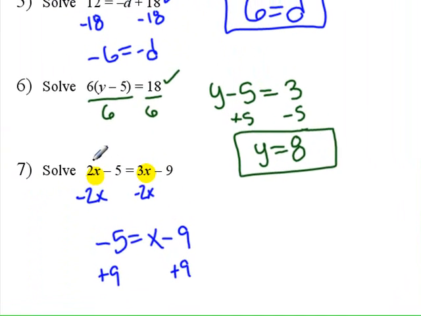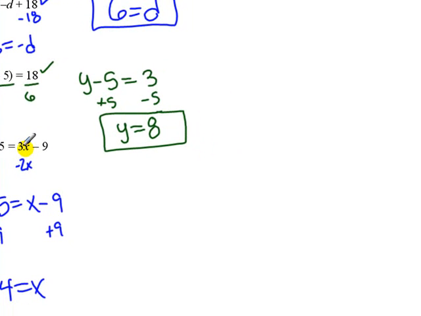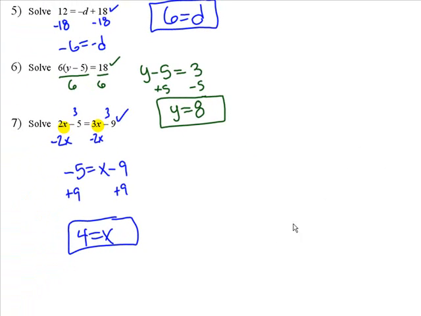Let's check that. If I put a 4 on this side, I have 8 minus 5 is 3. If I put a 4 on this side, I have 12 minus 9 is also 3. That checks, so this answer is right, and it can't be wrong. There's numbers 5, 6, and 7.